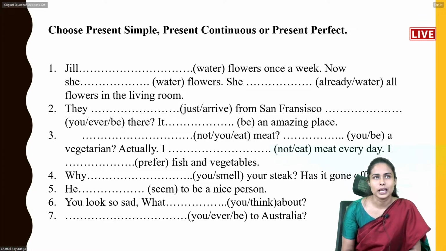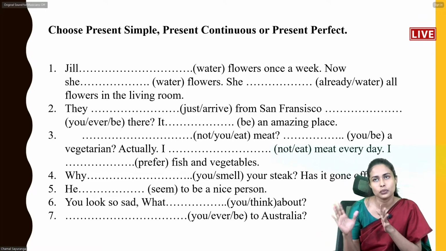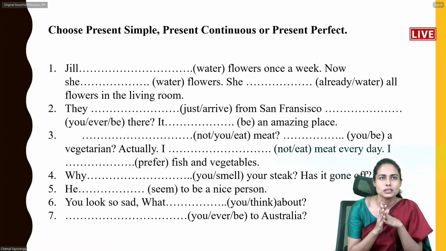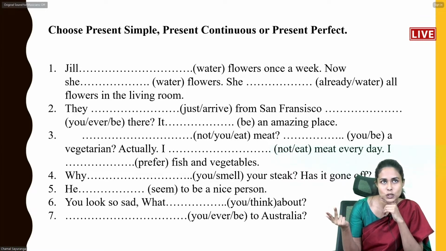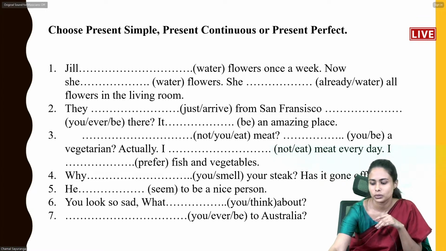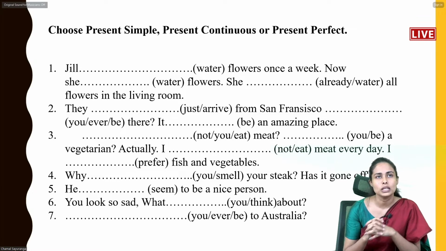Okay, so that's all about the four aspects of the present tense, right? Simple aspect, continuous aspect, perfect aspect, and perfect continuous aspect. The four aspects have been already done. Now this is the end of today's session. We have already gone, yes, it's almost 11.